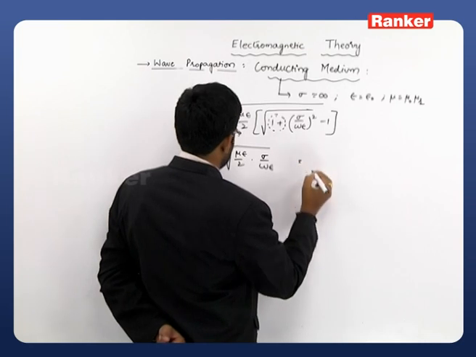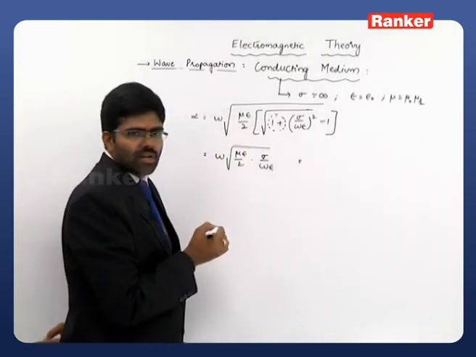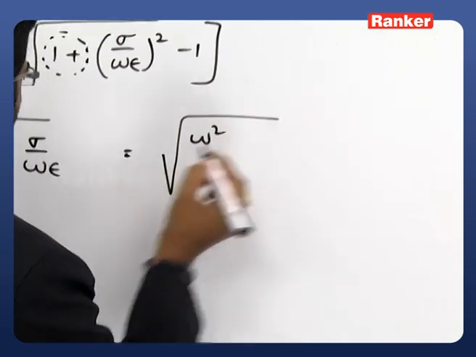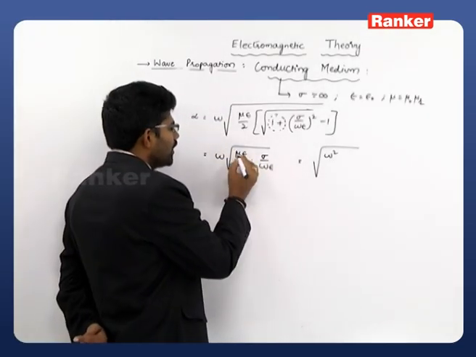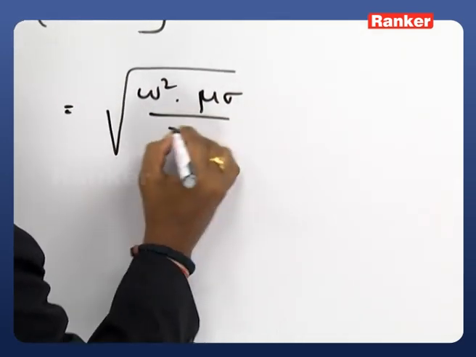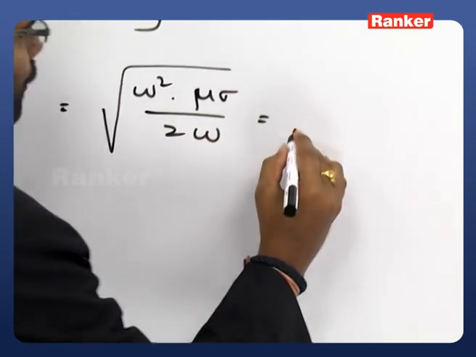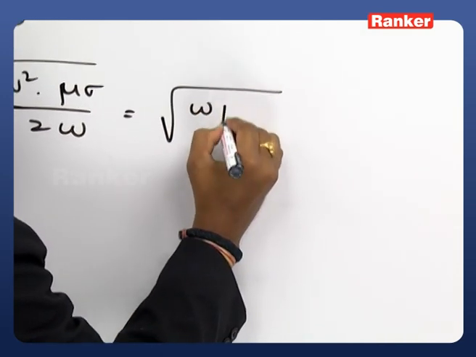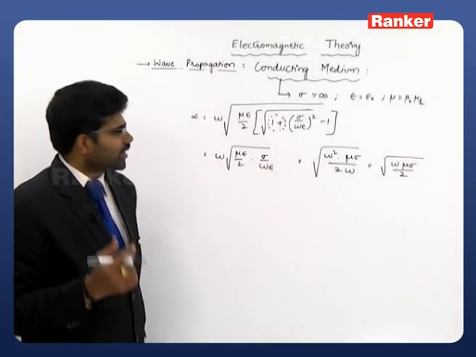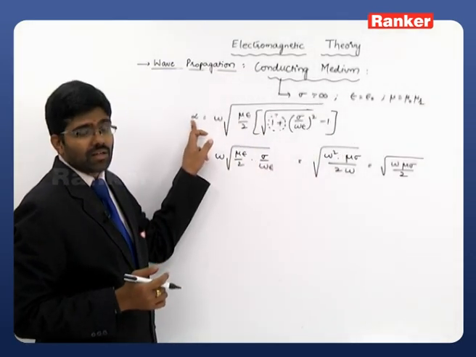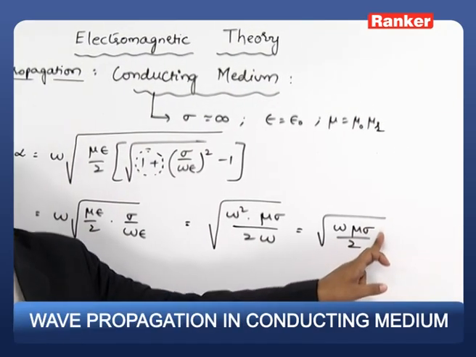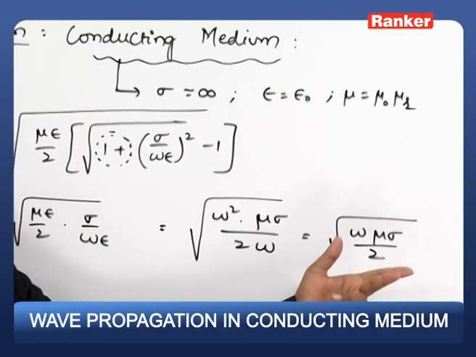If you simplify this, omega can be taken into the square root, then it is omega square, epsilon will be cancelled, mu sigma by 2. Mu sigma by 2 omega, which is equal to the square root of omega mu sigma by 2. This is a simple quantity that we have for our conductor, that alpha is existing, and this has sigma in the numerator. Sigma in the numerator means it is a very, very high value.